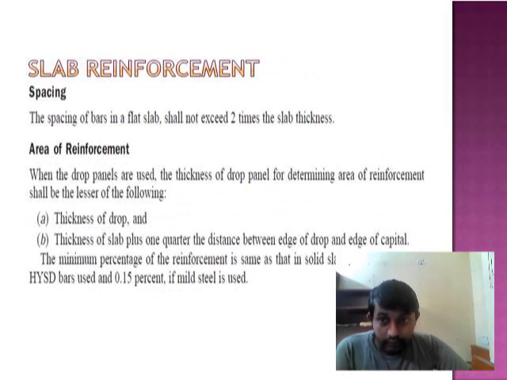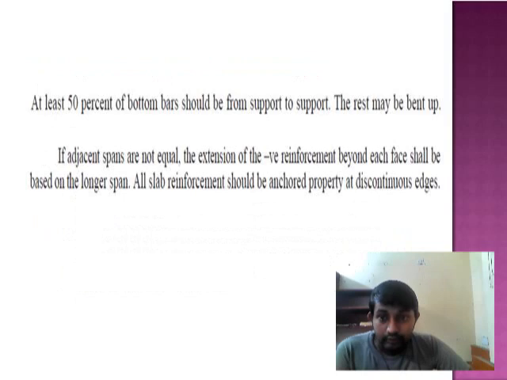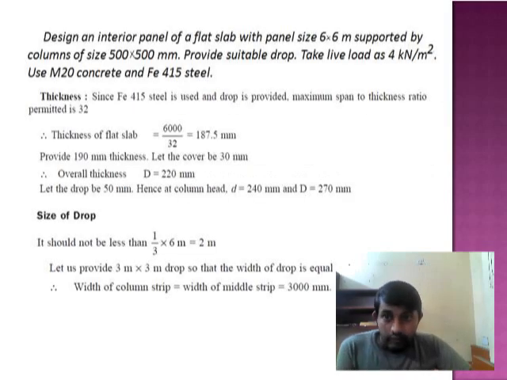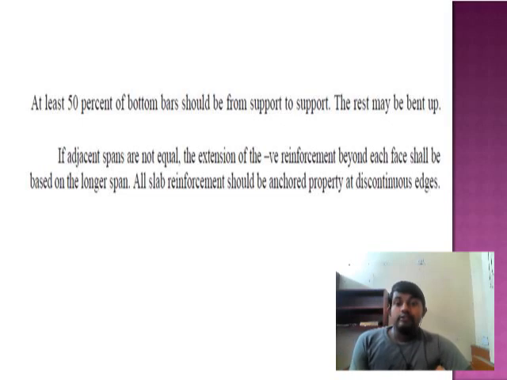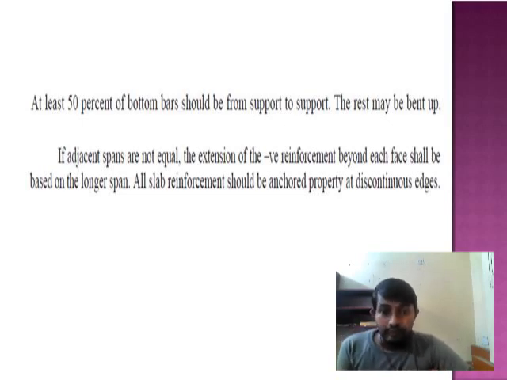And slab reinforcement spacing. The spacing of bars in a flat slab should not exceed 2 times the slab thickness. At least 50% of bottom bars should go from support to support. The rest may be bent up. If adjacent spans are not equal, the extension of the negative reinforcement beyond each face shall be based on the longer span. All slab reinforcement should be anchored properly at the discontinuous edge.